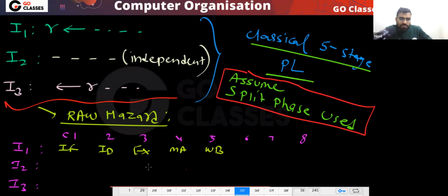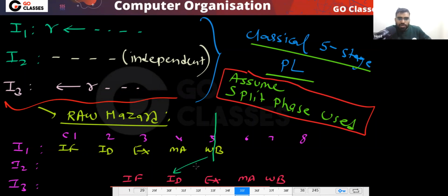The same situation will happen here. Finally, this I3 will go to instruction fetch, instruction decode, execution phase, and then memory access phase and write back phase. Now you can easily notice that split phase is used. You are using the split phase, but this value is needed here, right?